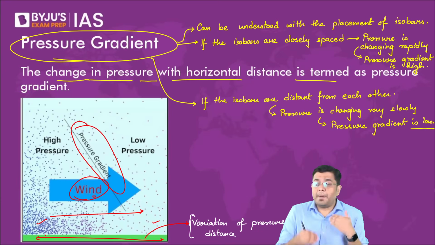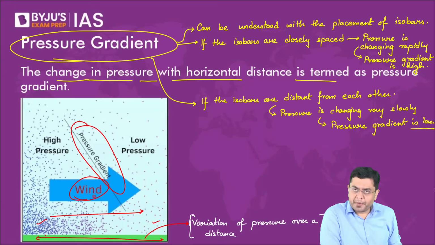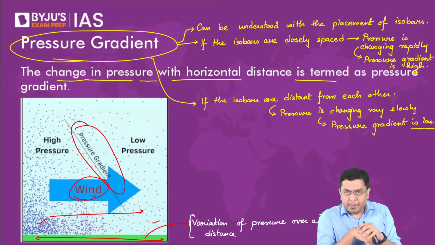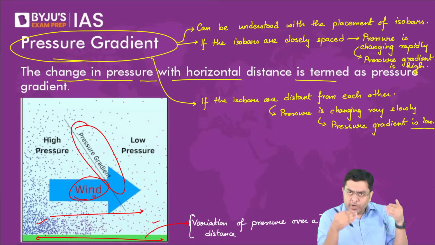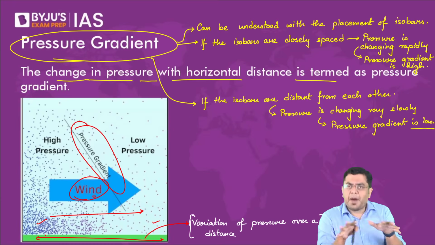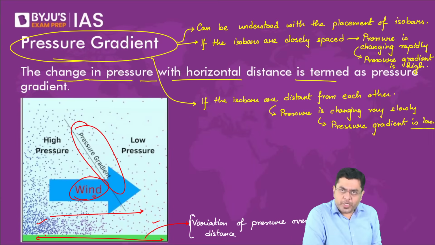So the greater the pressure gradient, the more particles will end up moving towards the low pressure, and hence the stronger the wind motion. Lesser pressure gradient means a smaller difference in pressure, so fewer particles will be moving towards the low pressure, hence weaker will be the wind. This wind movement, which is initiated because of the difference in pressure, is what is referred to as the pressure gradient force. And that pressure gradient force is responsible for initiating the wind motion.